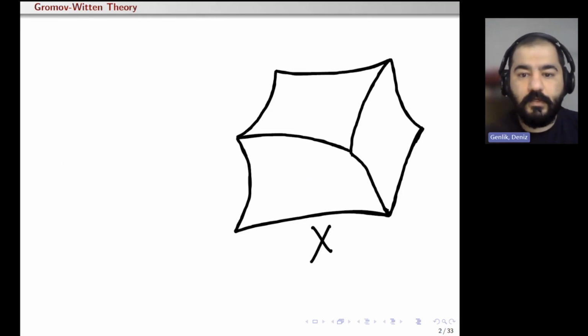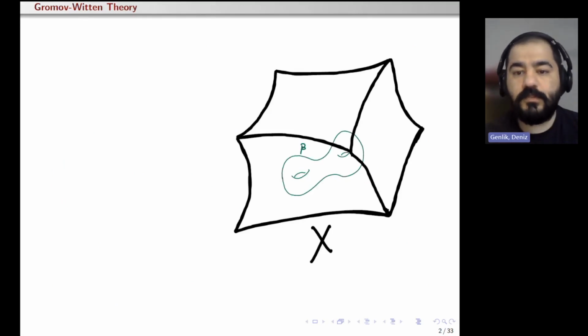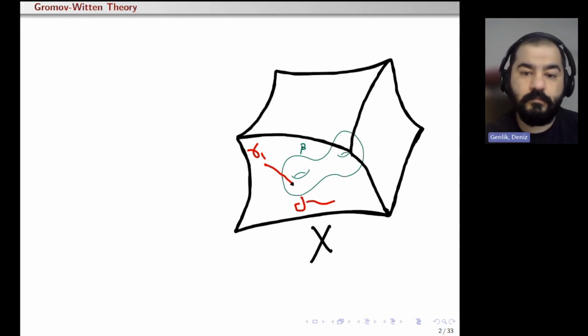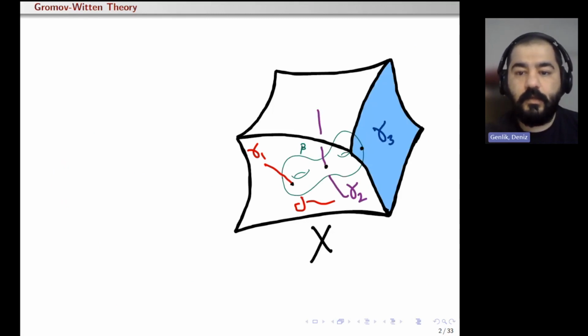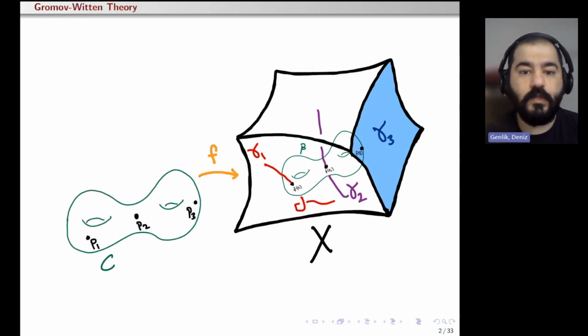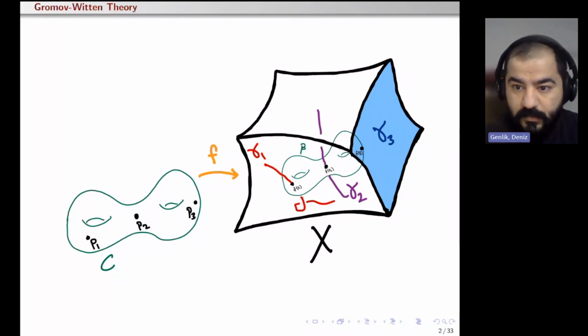Okay. So we have a target, and in this target, we want to count some curves meeting some algebraic subobjects. But instead of counting the curves directly, we want to count the curves by their parameterization, up to some equivalence and some stability. We put some stability condition on these objects, and this is called the moduli space of stable maps.